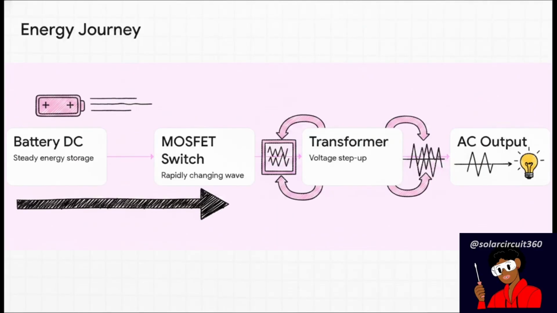Well, here's the roadmap for how we do it. This sequential journey is exactly how energy transforms through the major stages of our circuit. It all kicks off with that steady DC energy storage from the battery. From there, it hits the MOSFET switching stage, gets shoved through the transformer for a massive voltage step-up, and finally pops out as usable AC output. Let's zoom in on that very first transformation step.